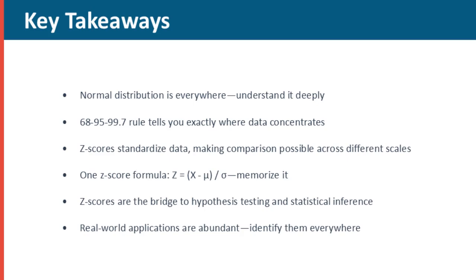Third, one z-score formula unlocks everything. Memorize this, understand it. It's the key to working with normal distributions. Fourth, z-scores enable standardization. You can compare anything to anything: test scores, height, weight, stock returns, just convert them to z-scores. Fifth, z-scores are the bridge to hypothesis testing. Everything that follows in statistical inference uses z-scores as the foundation.